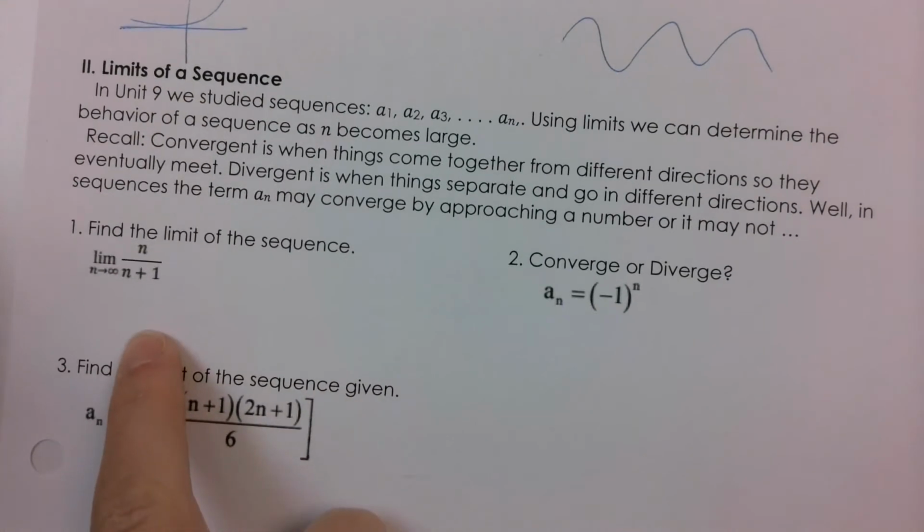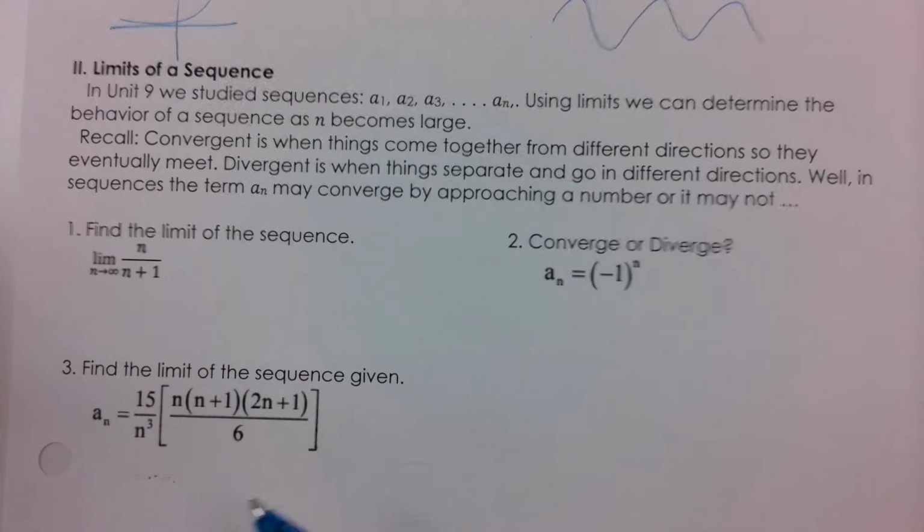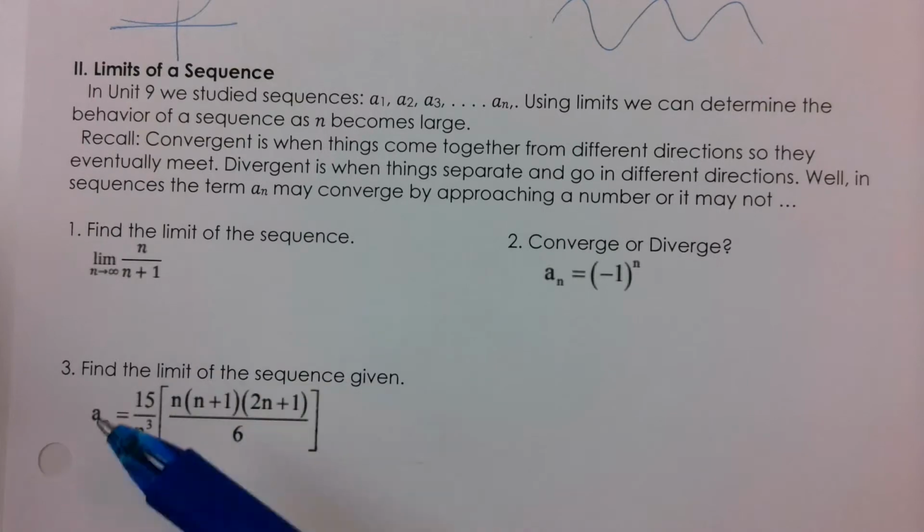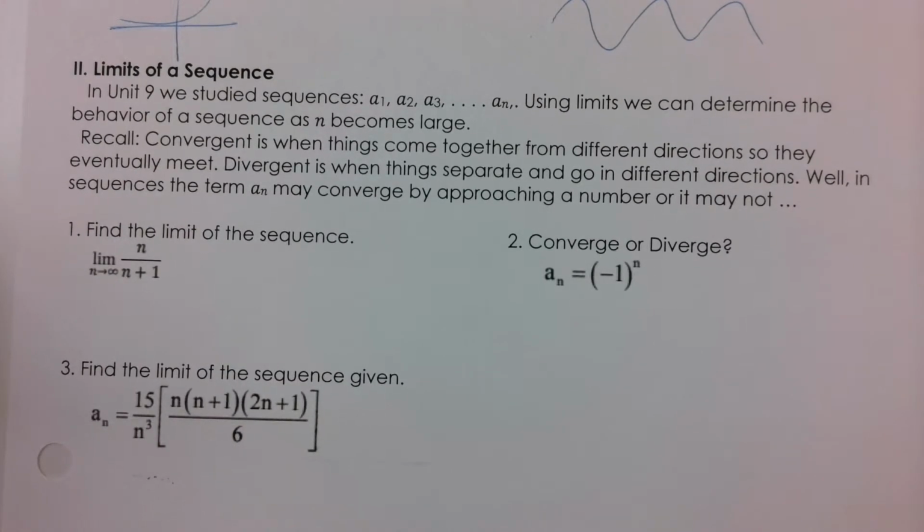So for the first one here, we don't even have to look at the graph, because if you are looking at your function, we've got n over n plus 1 as n approaches infinity. So your exponents are the same. So what do you do? Divide your coefficients. So 1 divided by 1 gives you 1. Is that okay? Questions? That's it.